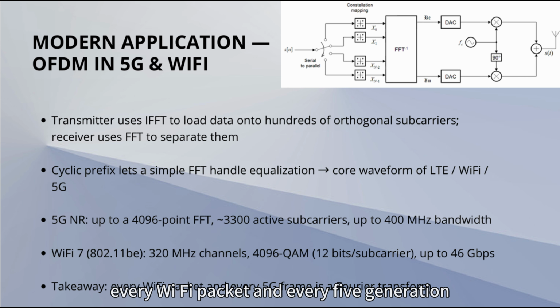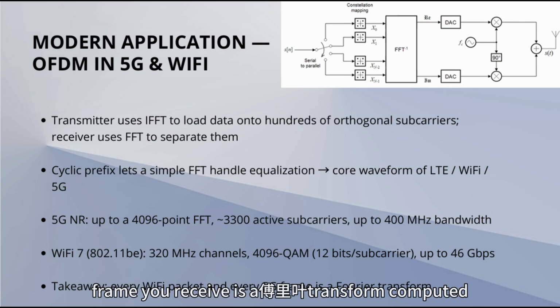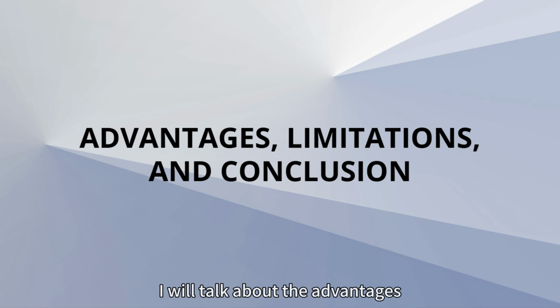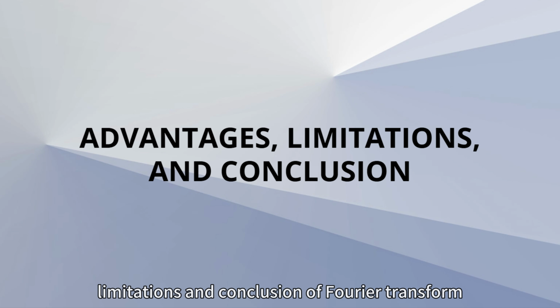Every Wi-Fi packet and every 5th generation frame you receive is a Fourier transform, computed billions of times a day all around you. For this part, I will talk about the advantages, limitations, and conclusion of Fourier transform.